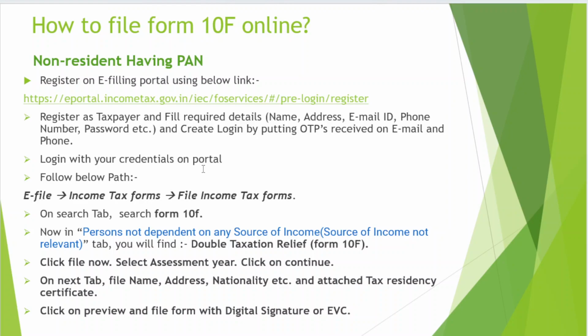Then, after you log in on the portal, follow the path: go to e-file, then income tax forms, then file income tax forms. On the search tab, search Form 10F. On Form 10F, there are actually three tabs. On the tab for persons not dependent on any source of income, you will find Form 10F, for double taxation relief.